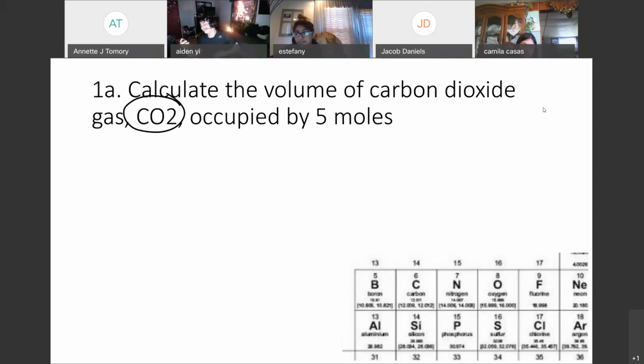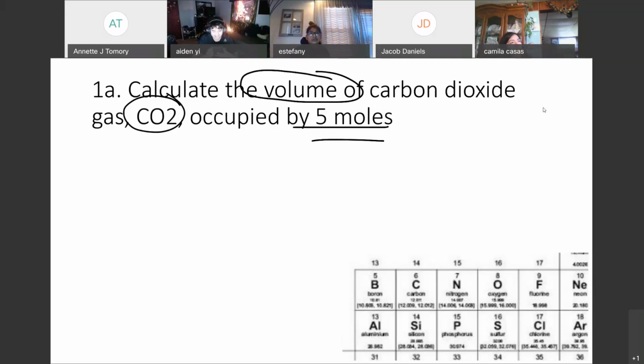Is occupied by 5 moles. So 5 moles is the number that we're going to convert. And you see the word volume here. Remember, molar mass goes with grams and mass. What number goes with volume? Who remembers what goes with volume?